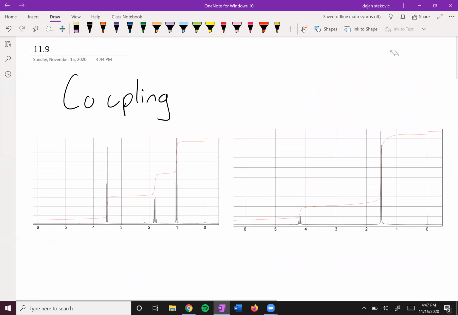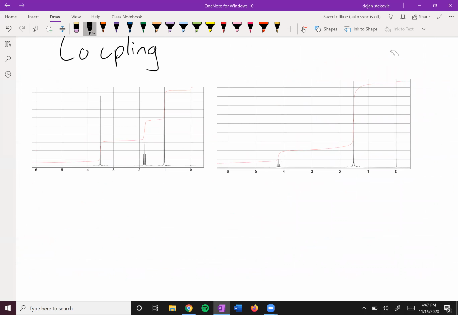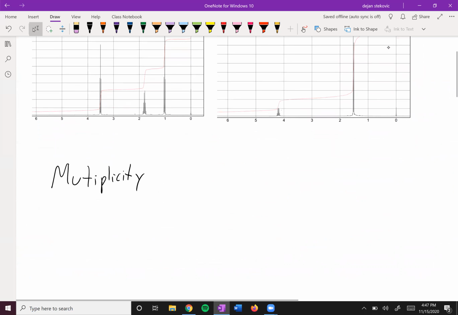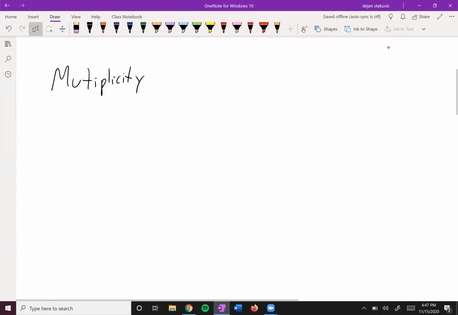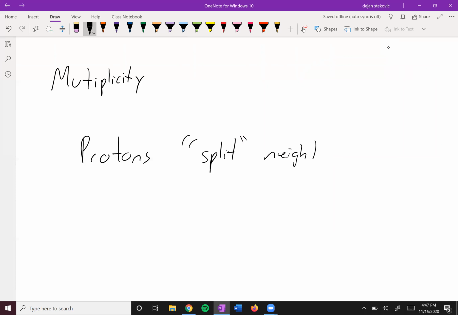And so this is called the coupling, or the multiplicity is another name for it. And what this tells us is about neighboring protons. So if you have a proton and you have a neighboring proton, they will split one another or split their peaks. And so the most important piece of information that you want to know is that this only works from 3 bonds away, or at least most of the time, right?